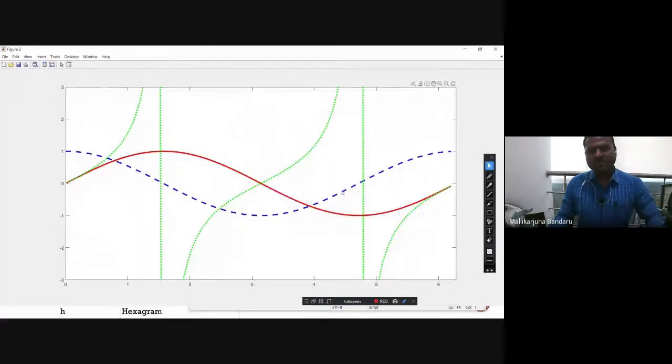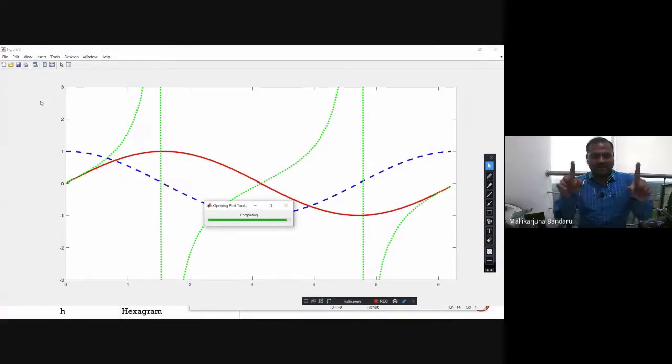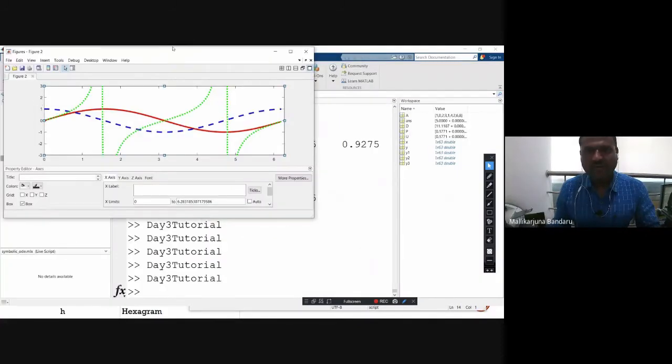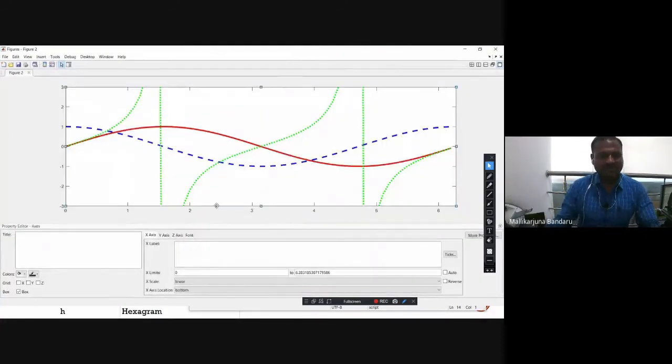But see, suppose at the time of representation, the steps are 0, 1, 2, 3, 4, 5, 6. Go to View, Property Editor. Once you click on the property editor, that graphical window will appear in a different format. Observe here, this is the property editor axis. Whatever you have not given earlier, if you'd like to give the title, you can give. If you'd like to assign the X label, you can assign it here.